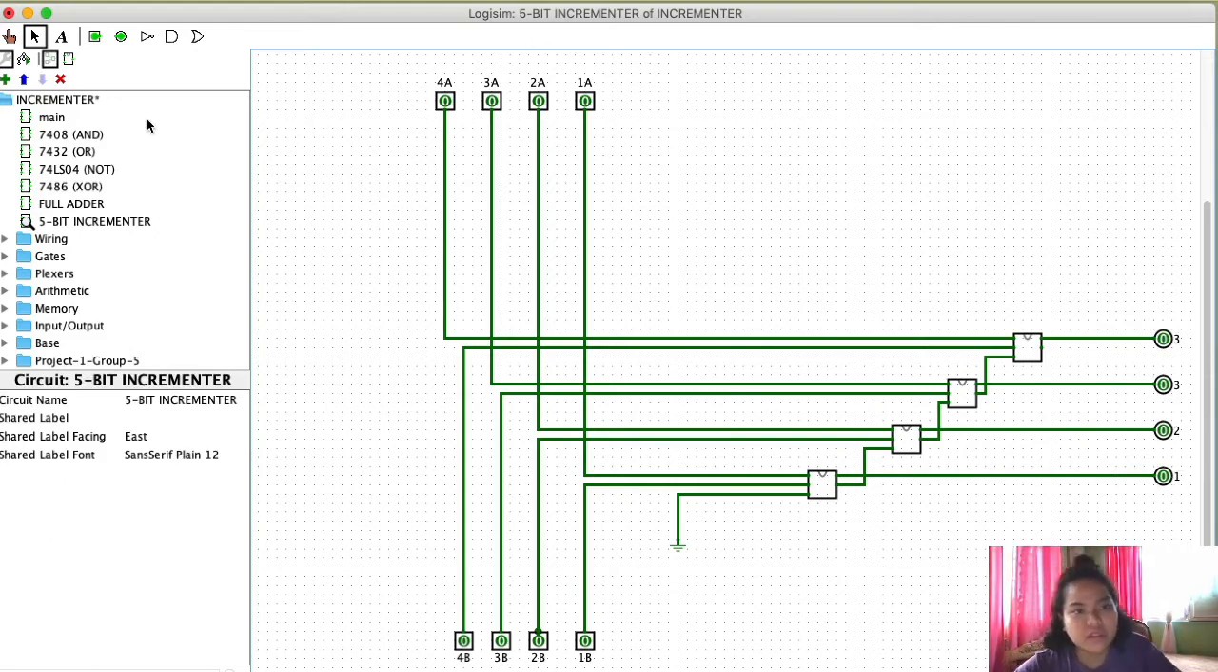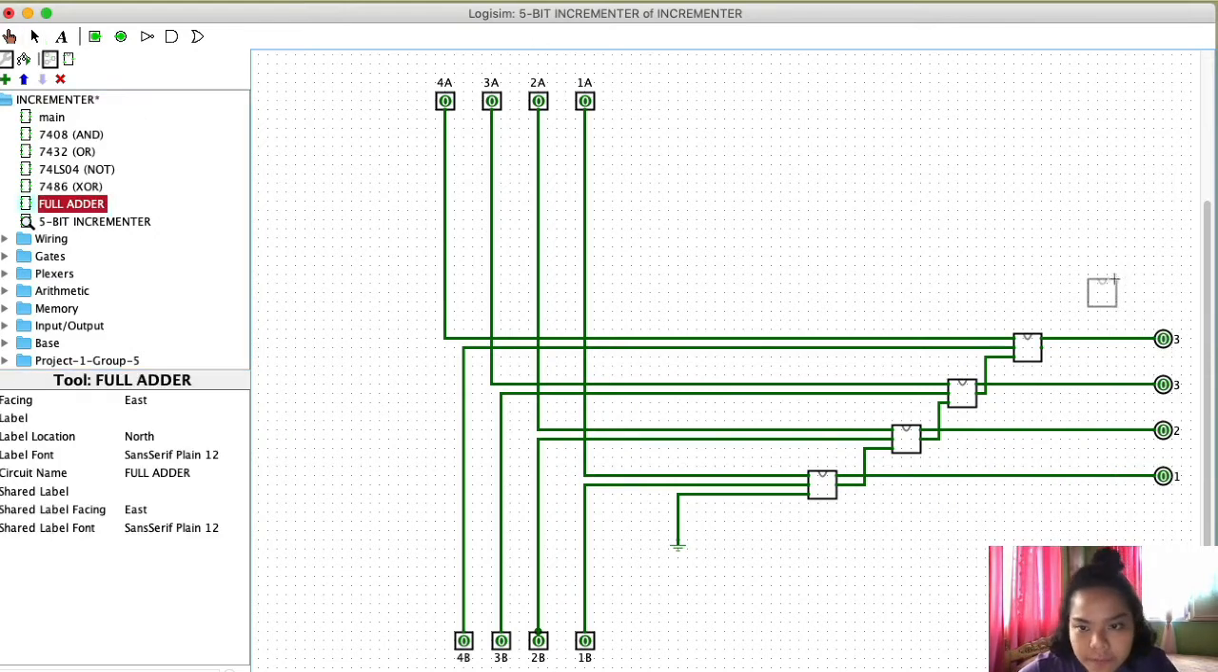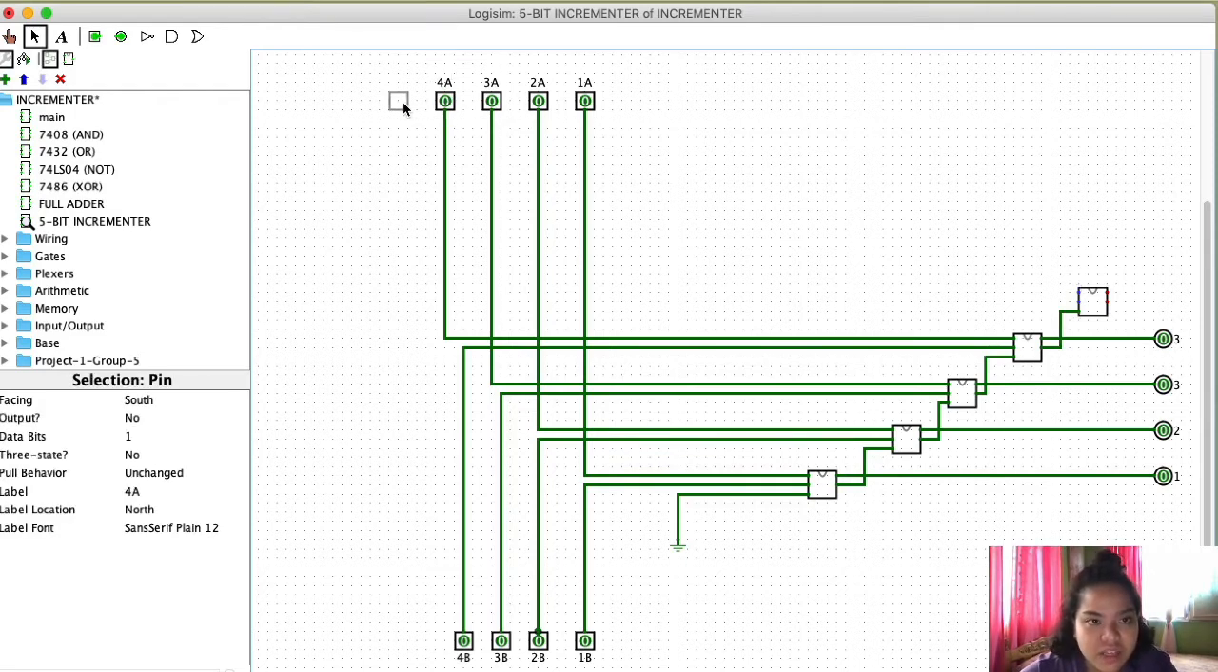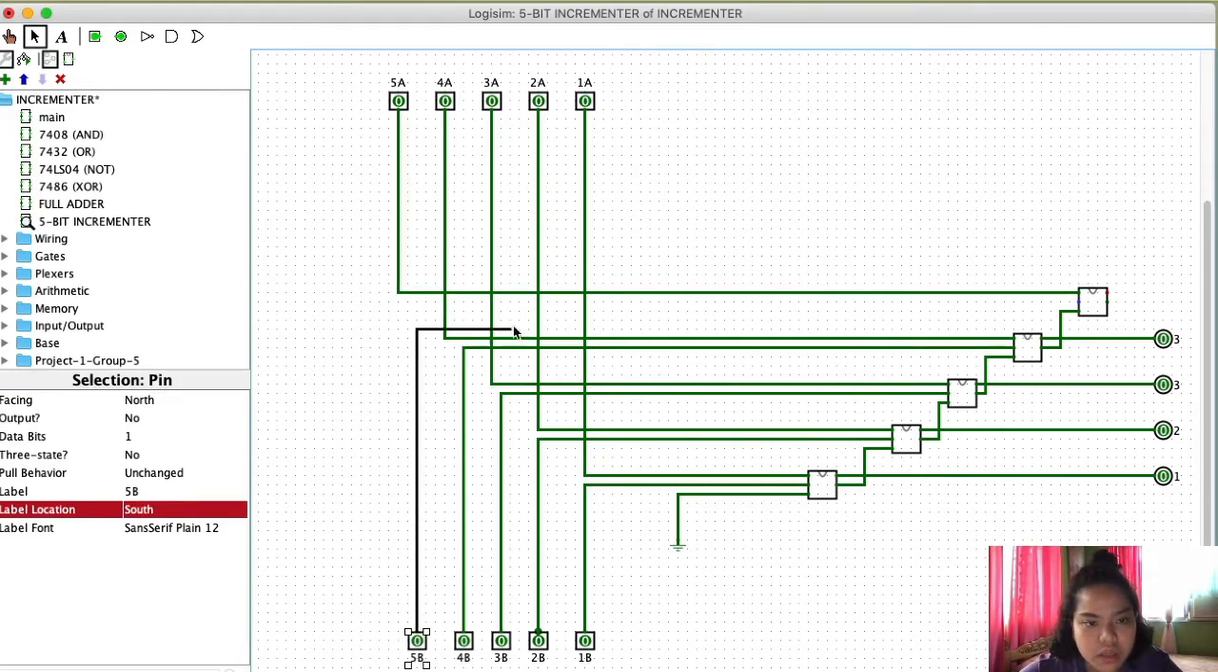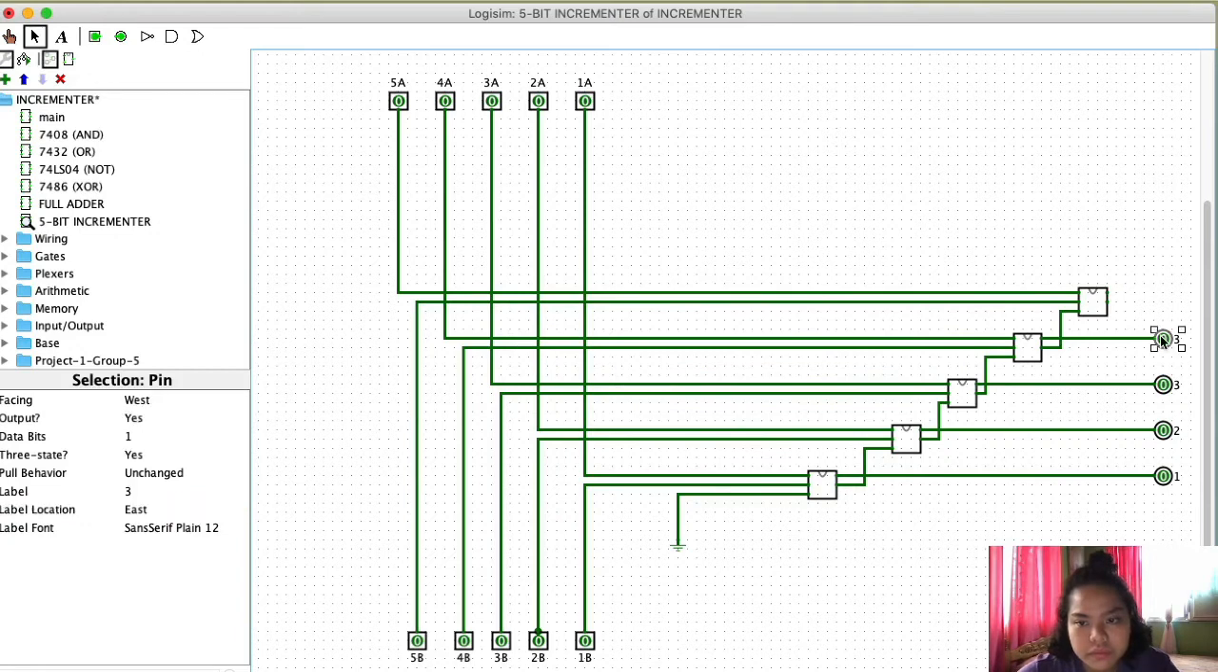Then for our fifth and final and most significant bit, the last full adder will be added. Then we just create again 5A and 5B outputs respectively. 5A. And this will be 5B. And we just connect it here for A and B. Sorry, this was supposed to be 4. And then this will be our fifth and final output. We will label this as 5.